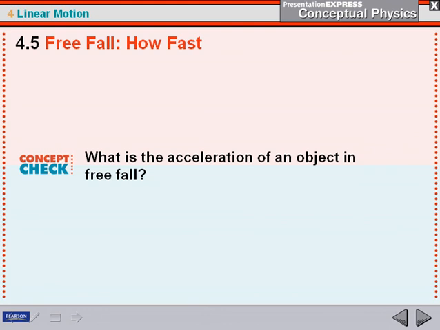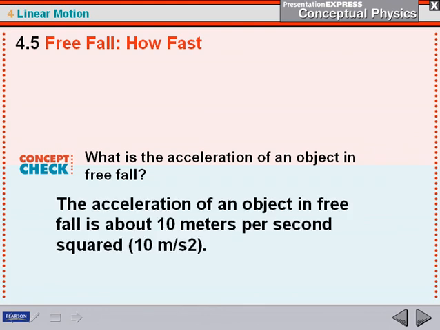So what's the acceleration of an object in free fall? Acceleration of an object in free fall is 10 meters per second squared.